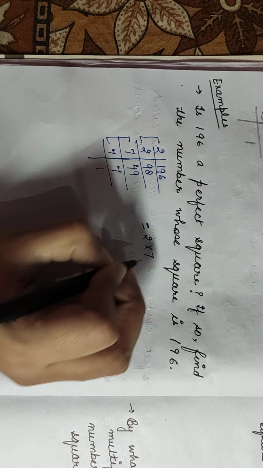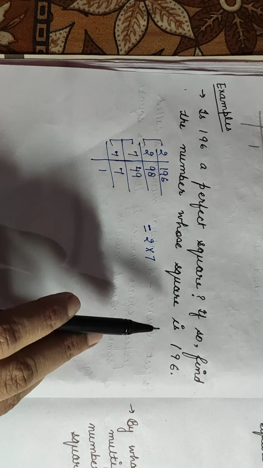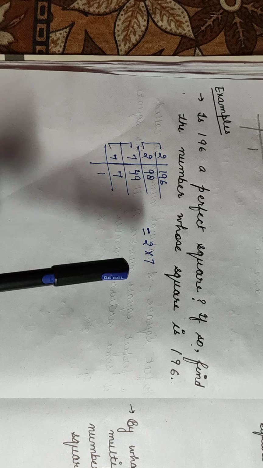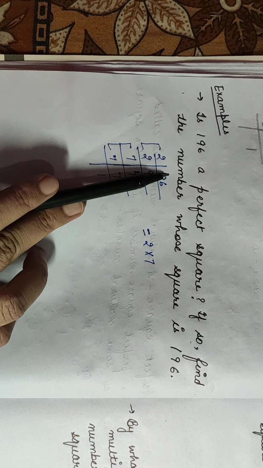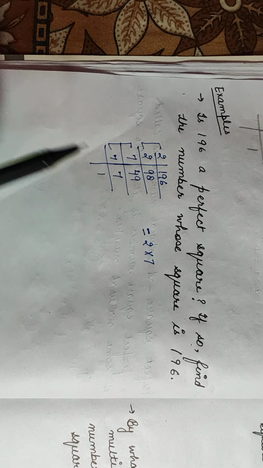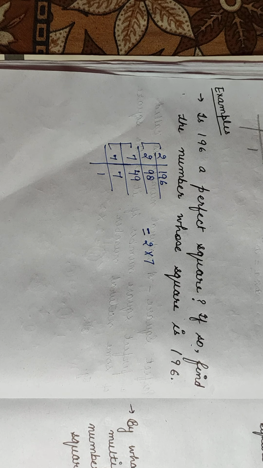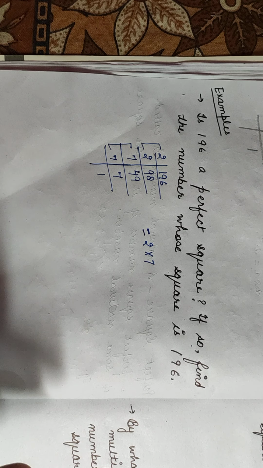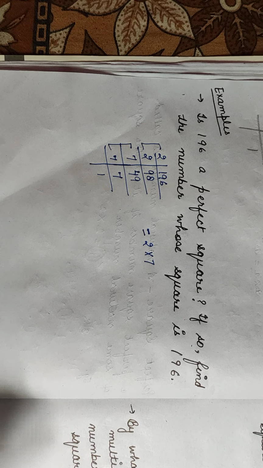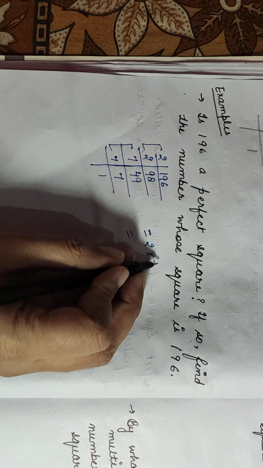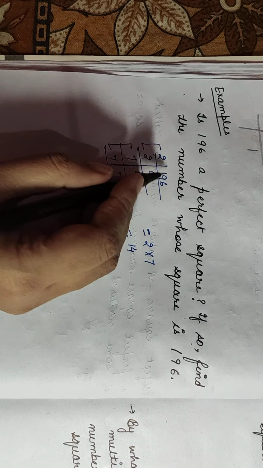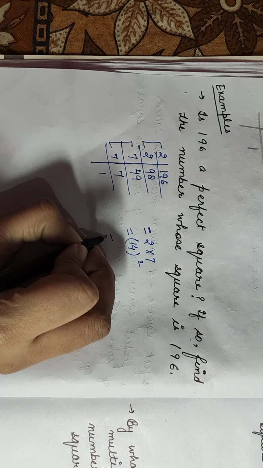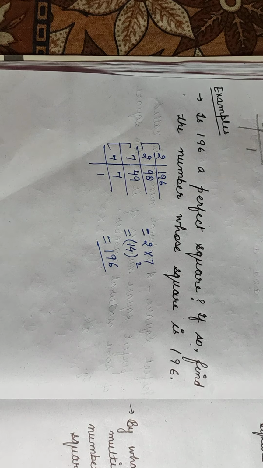So 196 is equal to 2 multiplied by 2 multiplied by 7 multiplied by 7. Now the next part of the question says, if so, it means if 196 is a perfect square, then find the number whose square is 196. We need to find the number whose square is 196. So it is easy: 2 into 7, 2 sevens are 14. So 196 is the square of 14. Clear? Like this we need to solve.